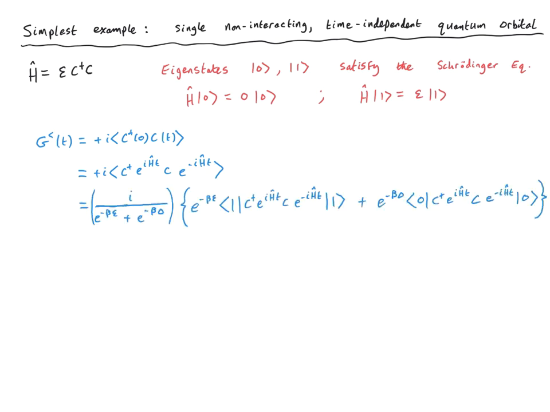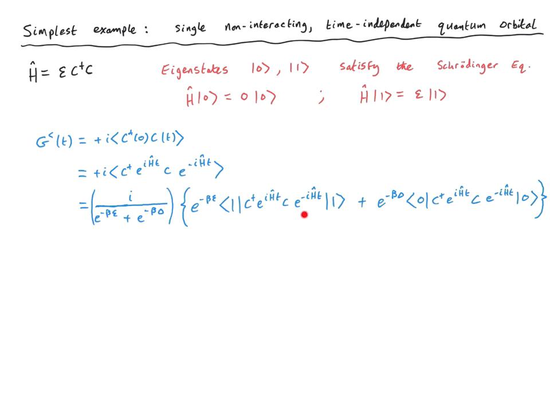So putting all of this together, we have the following. First, we have this factor of i in the original definition, divided by the partition function, which is the sum of the Boltzmann weights. That's e to the minus beta epsilon plus e to the minus beta 0, because we have two eigenenergies, 0 and epsilon. Then we have the sum of two terms for the two eigenstates. Each of these is weighted by its own Boltzmann factor. The first one, involving the occupied state, involves the Boltzmann factor e to the minus beta epsilon. The second one, involving the state 0, involves the Boltzmann factor e to the minus beta 0.